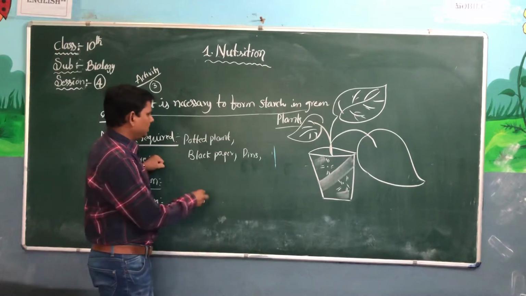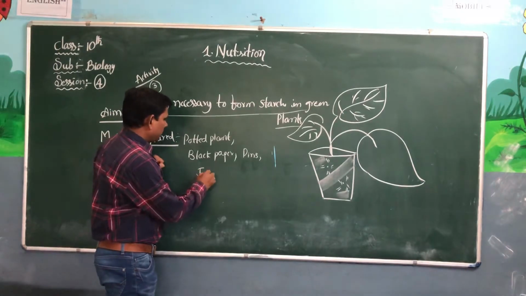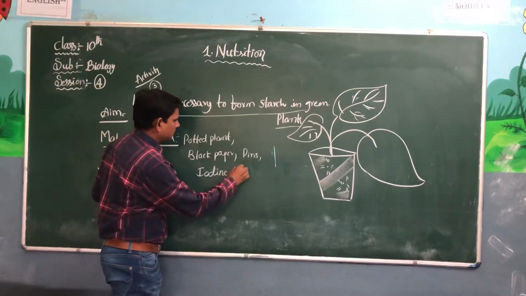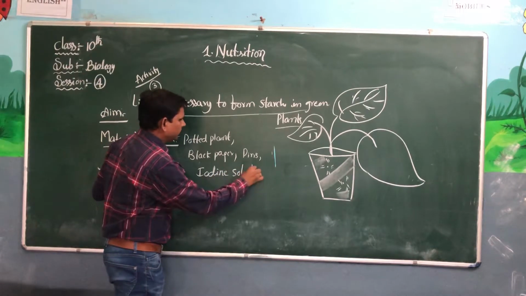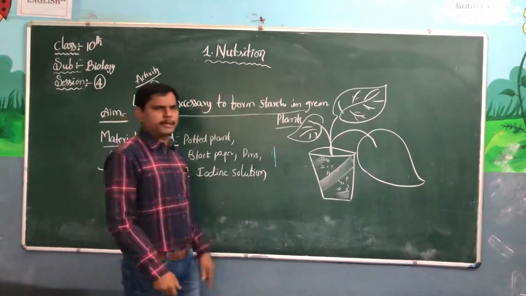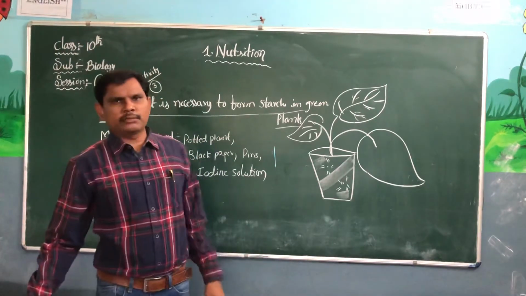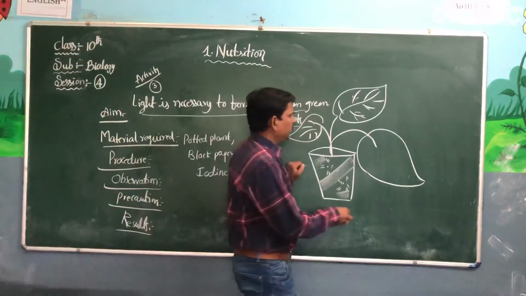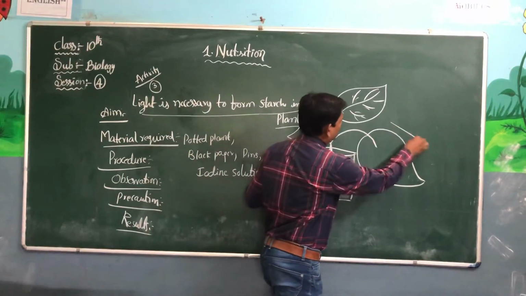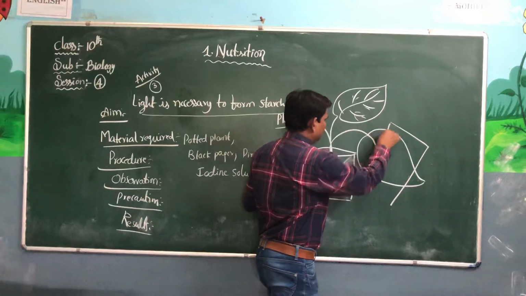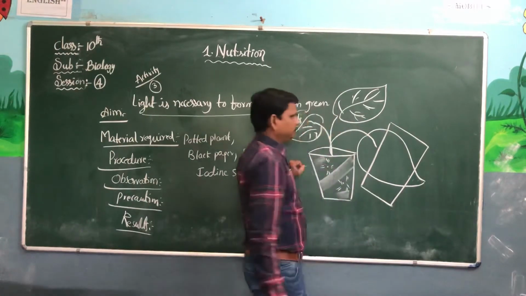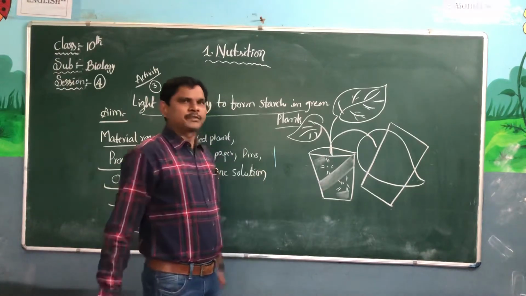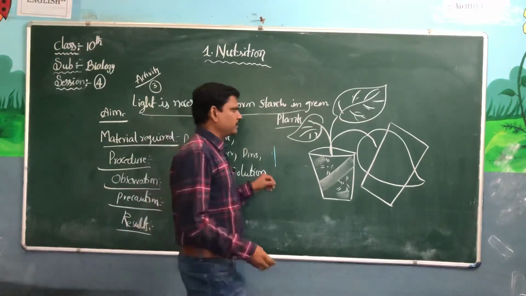And we need iodine solution. It's a simple experiment. We already did so many experiments, so it's easy to understand. Select one leaf covered with black paper. We can also apply black chart instead. We can take black chart.